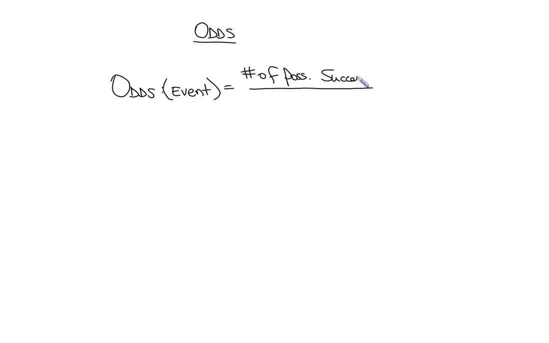Okay, odds. The odds of some event happening are similar to probability, but not the same. Probability is the number of possible successes over the total number of possible outcomes. Odds is the number of possible successes divided by the number of possible failures. Now, if you know one, you know the other, but they're not the same measure.